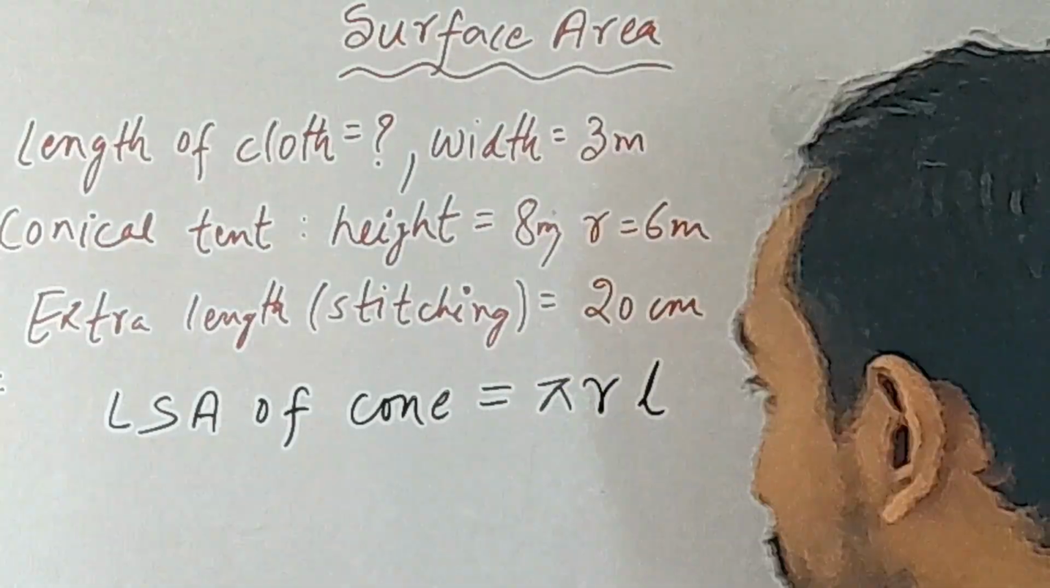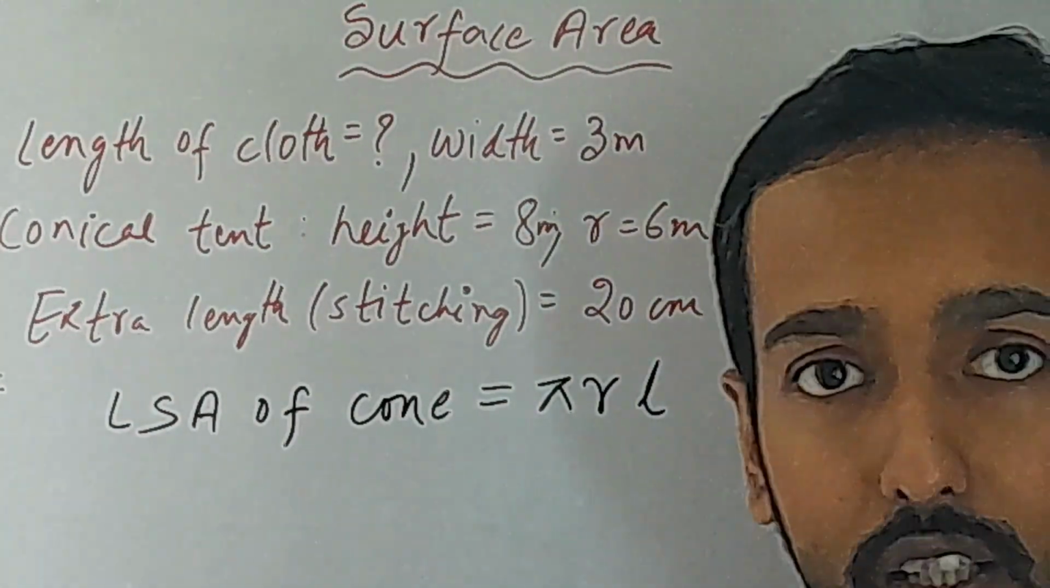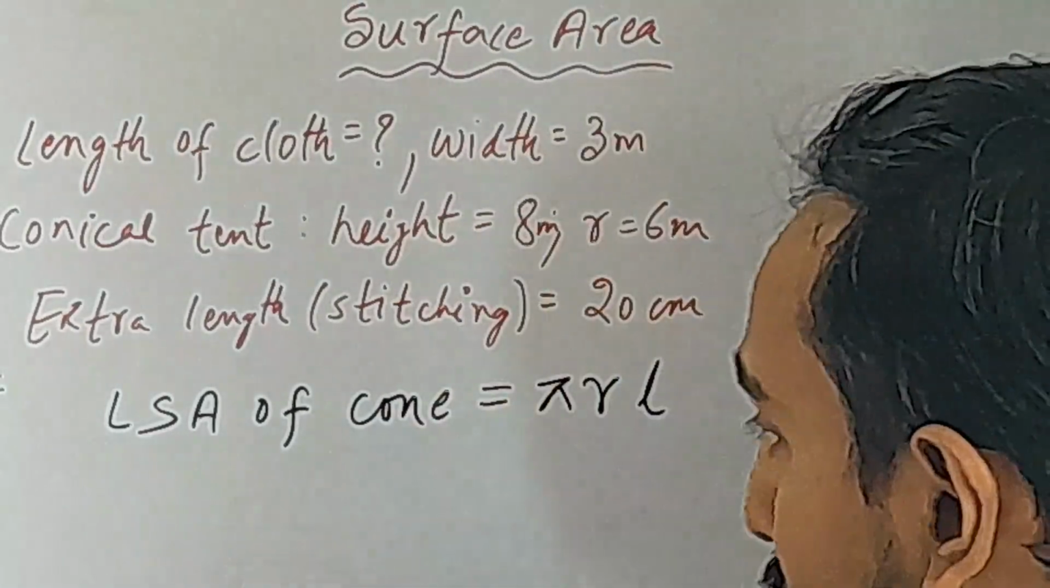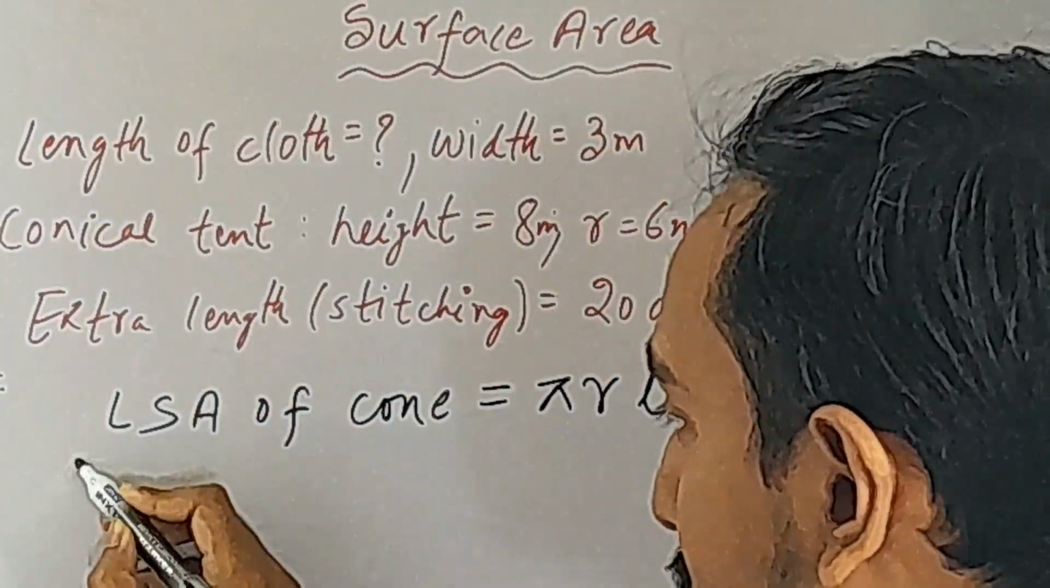Okay. So now we see that the radius of the cone is given as 6 meter. So it is very easy now. But we are not given the slant height. So how will you find the slant height of the cone? So we use this formula. See.